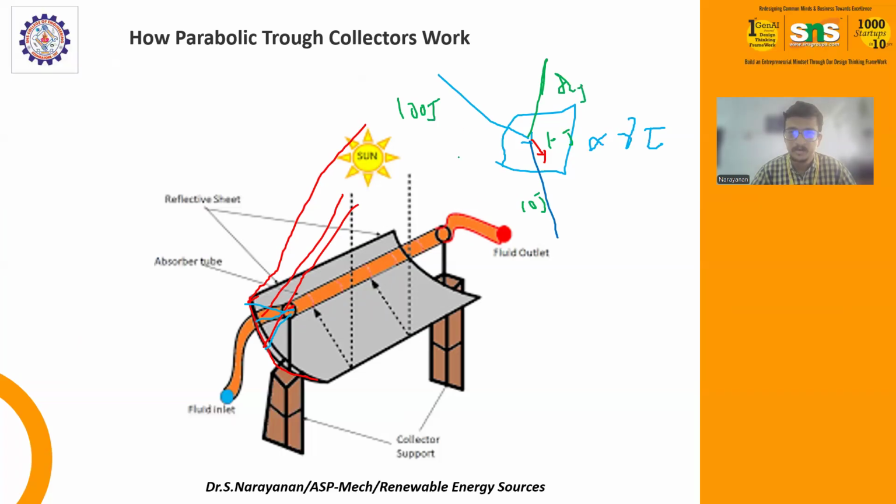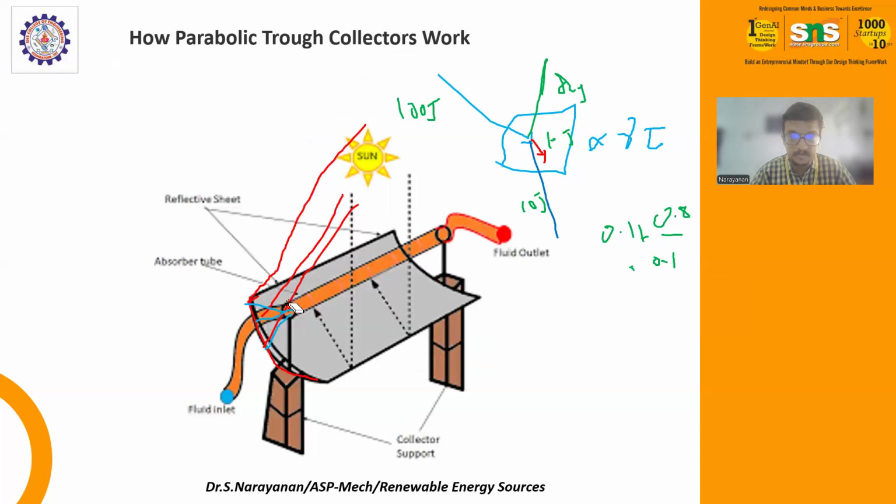So the total energy incident will be either absorbed, reflected or transmitted. The absorptivity will be 10 by 100, which is 0.1, reflectivity is 0.8, and transmittivity is another 0.1. When you add these three, it will be 1. The material used for this parabolic trough collector should have high reflectivity, which means it should have less absorptivity and transmittivity, right?